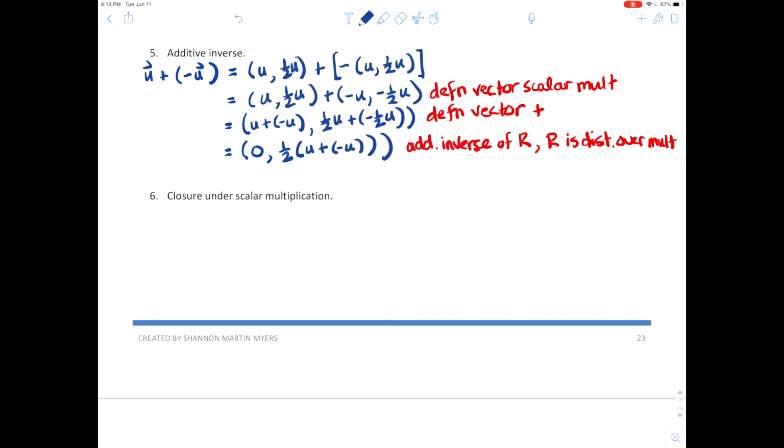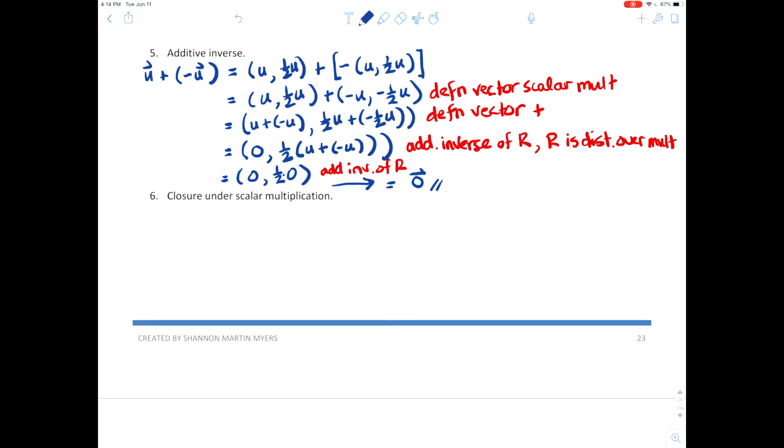All right, we're almost there. So this is going to be equal to 0, comma, 1/2 of 0. And that's due to what? Again, additive inverse for the set of real numbers. And at the end of the day, we'll get, what is that vector? Beautiful, that's the 0 vector for that set. And that's what we needed to show.